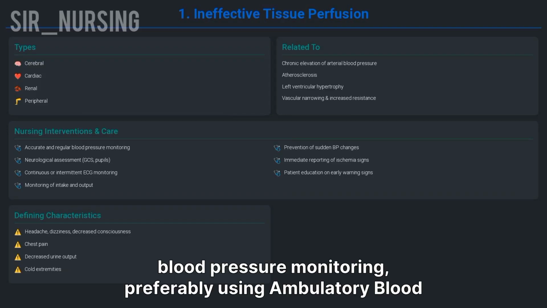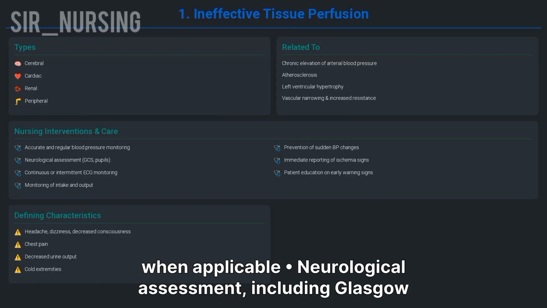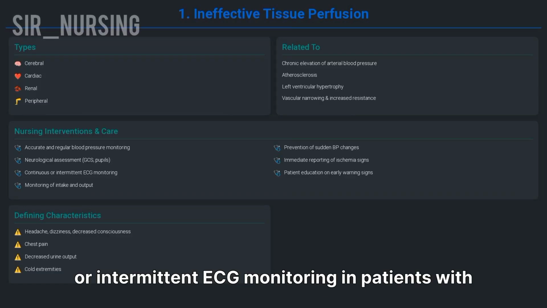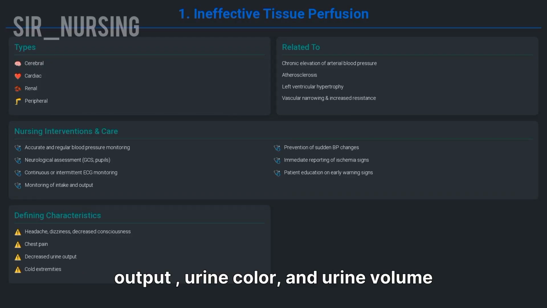Accurate and regular blood pressure monitoring, preferably using ambulatory blood pressure monitoring or home blood pressure monitoring when applicable. Neurological assessment, including Glasgow Coma Scale and pupillary examination. Continuous or intermittent ECG monitoring in patients with cardiac involvement. Monitoring of intake and output, urine color and urine volume.